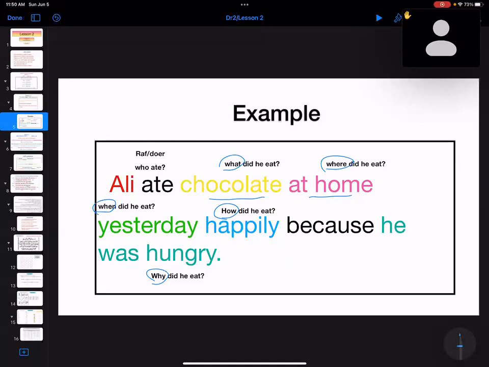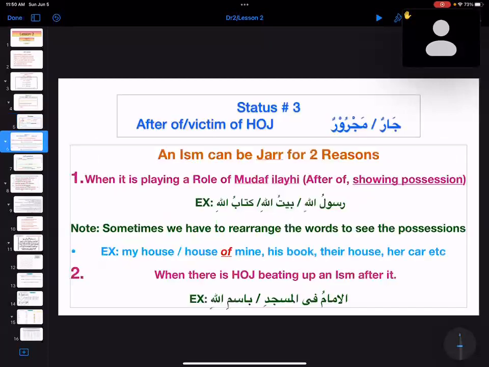That would be the detail. Okay. So Ali over here is the doer, ate is the action, and all the rest is detail. So that would be nasab in status. Okay. Moving on. Is everyone clear, Rafa and nasab? Yes. Alhamdulillah. Okay. So now moving on, we are on our third status, which is jar majroor.